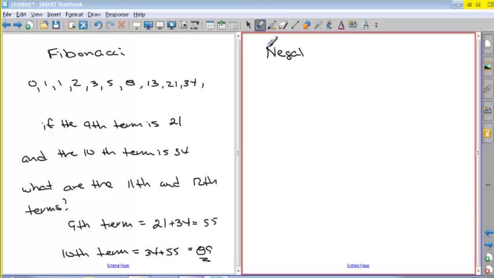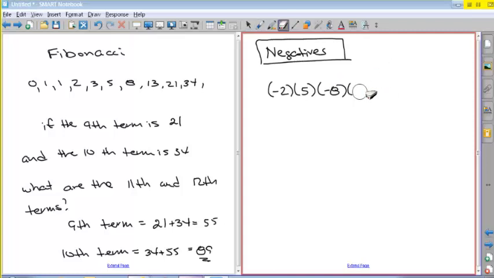Negatives. What I'm looking for here is if you're multiplying a lot of numbers together, and I want you to give me the answer, and I know you can multiply it in your calculator, but it's a pain in the butt to write all these negatives down. So it's easier just to multiply the positive numbers together, positive parts of it.